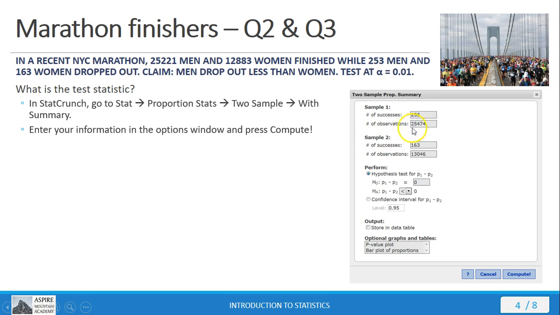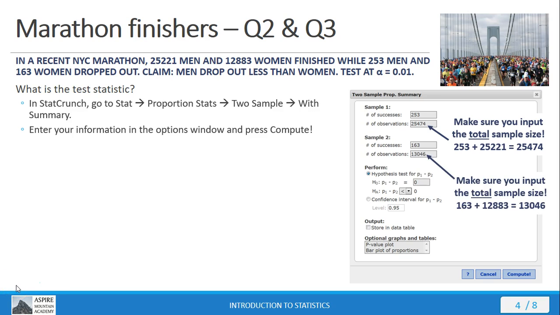But notice we've got a different number here for our total observations. That's because we've got to add together the men who dropped out with the ones who finished. That's the total group that we're looking for, and that's the number we want to put here under total number of observations. Likewise for the women, you've got to take the number that dropped out, add it to the number who finished to get the total number that were in the race.